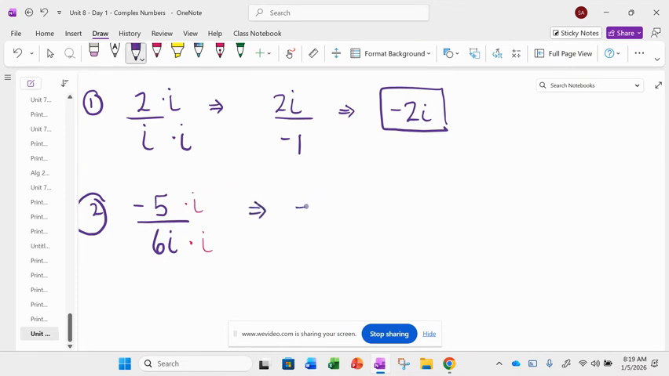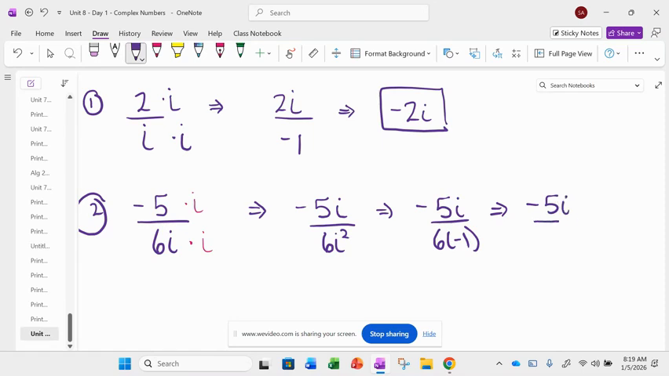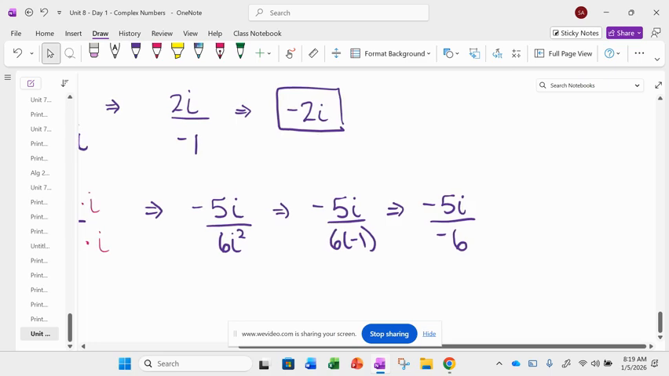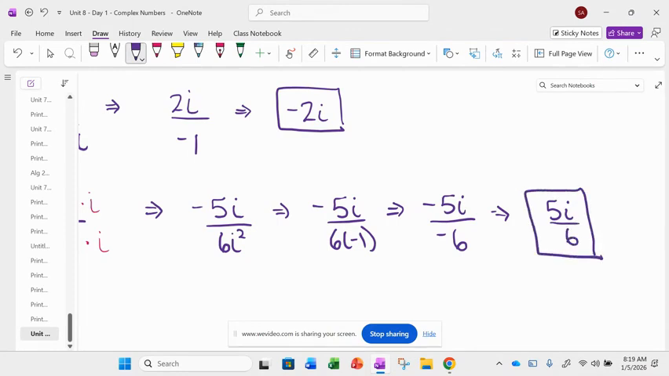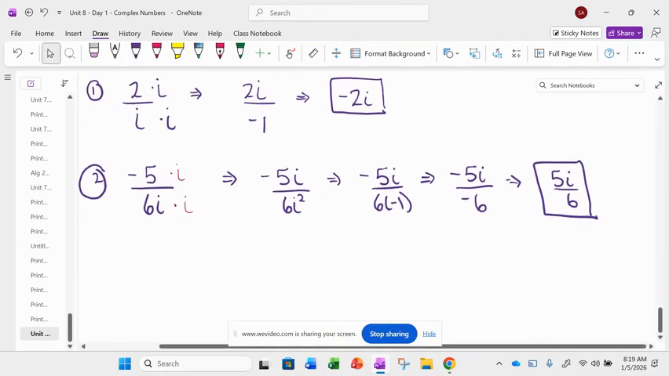So then we end up with a -5i over what? A 6i squared. But what's i squared? -1. So this is -5i over 6 times a -1. So this is -5i over -6. But what is a double negative? Positive. Negative divided by a negative is a positive. So then we have a 5i over 6. Do you think you need to show me all those steps?